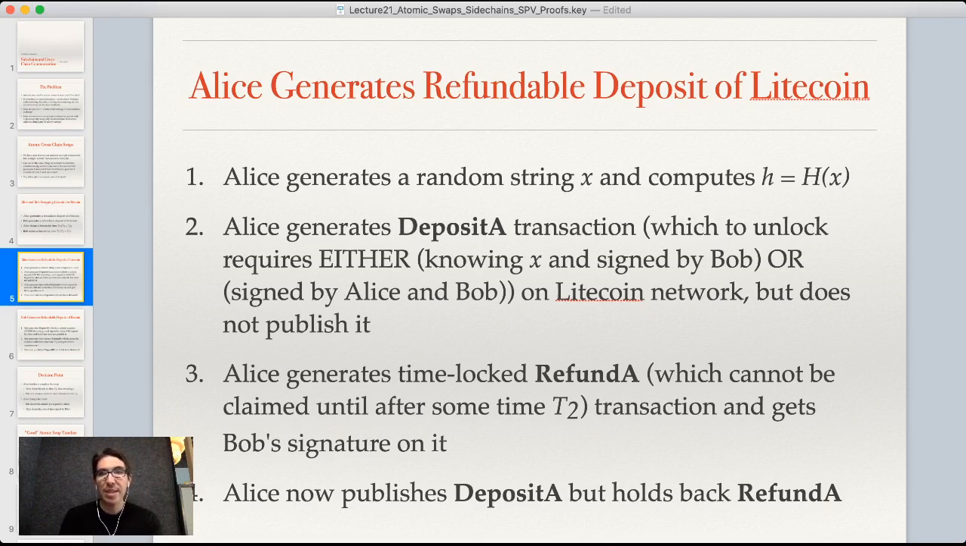She then generates a time-locked refund transaction, so it can't happen until after some time t sub 2, and gets Bob to pre-sign this. So Bob already has his signature on it, so that it can be sent. And Alice now publishes her deposit A. So she hadn't sent it before she had Bob sign refund A, but holds back the refund transaction. She has the refund transaction as a way to get a refund if Bob does not follow through on his side of the bargain.